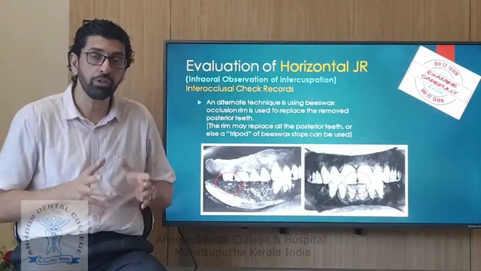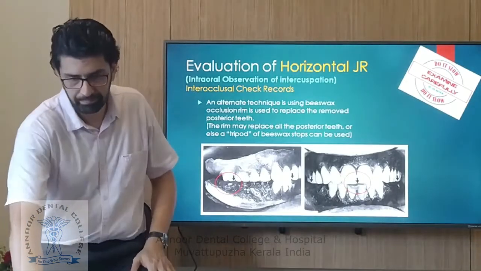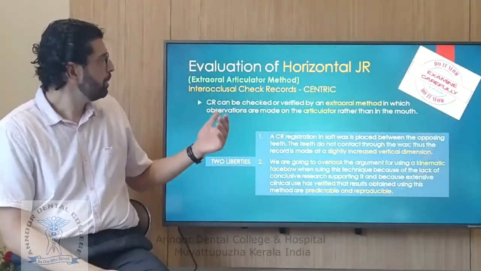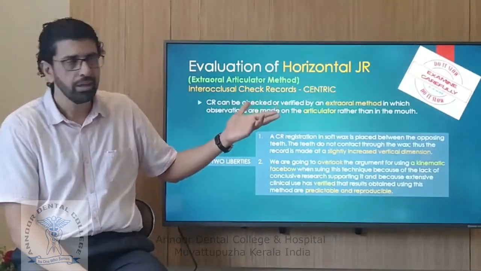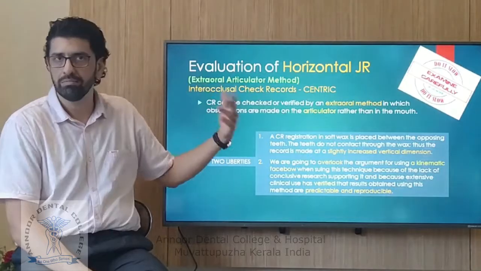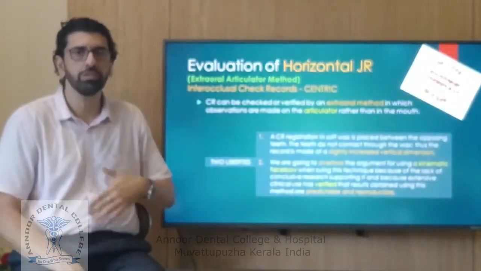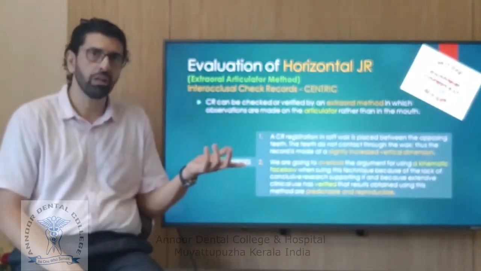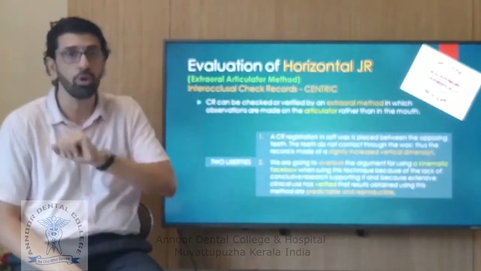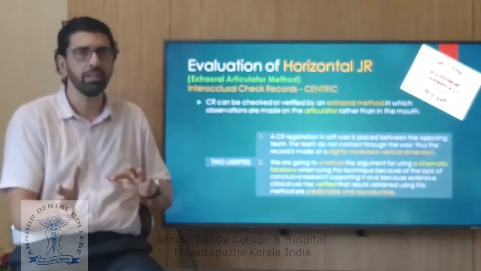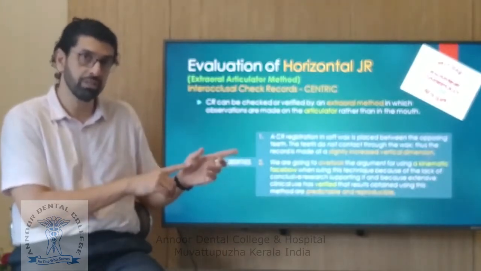My focus at this point is to get it into the right centric and make sure that the vertical dimension is maintained. Okay, moving on, you also have an extra oral articulator method. In this method, again, you're going to make intraocclusal check records. So I told you, without making intraocclusal check records and checking it on the articulator, you really can't say if it's accurate, because intraorally you can observe only gross errors. So you're always going to do that, but the first case I told you, just take a record and check if it is the same.